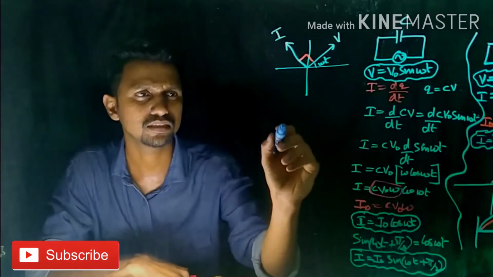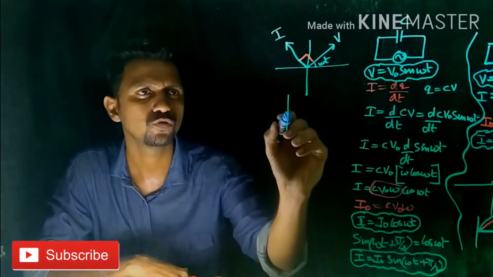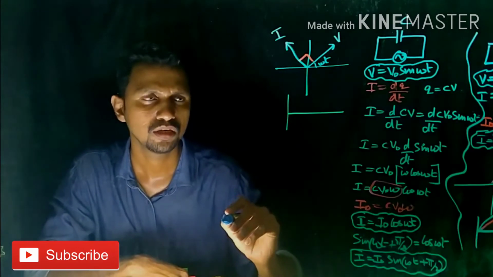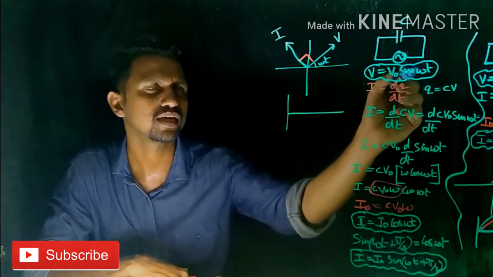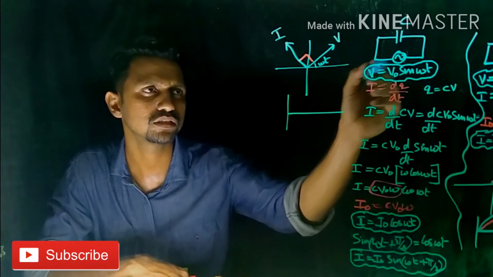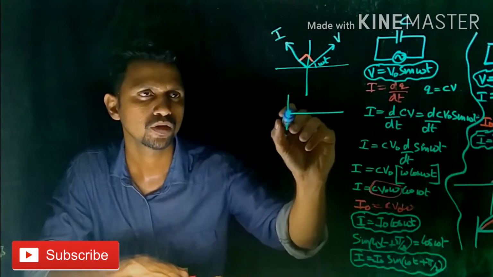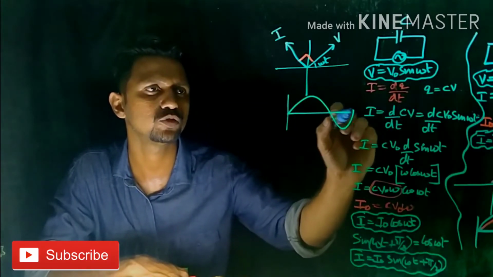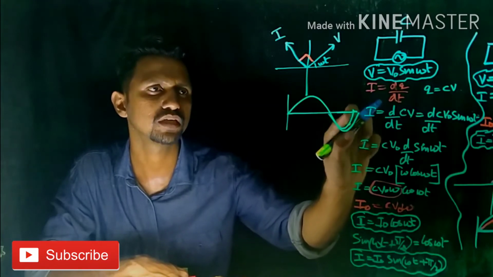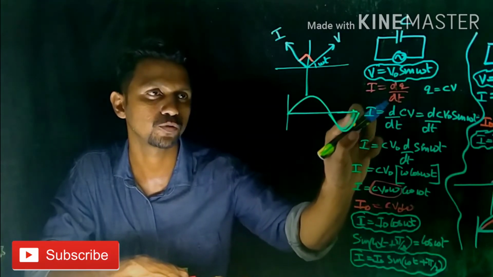And next is the wave representation. If we have to draw the wave representation, we have to draw the sine wave, that is, voltage is a sine function. Therefore, I'm drawing the voltage wave like this. This is our voltage wave.